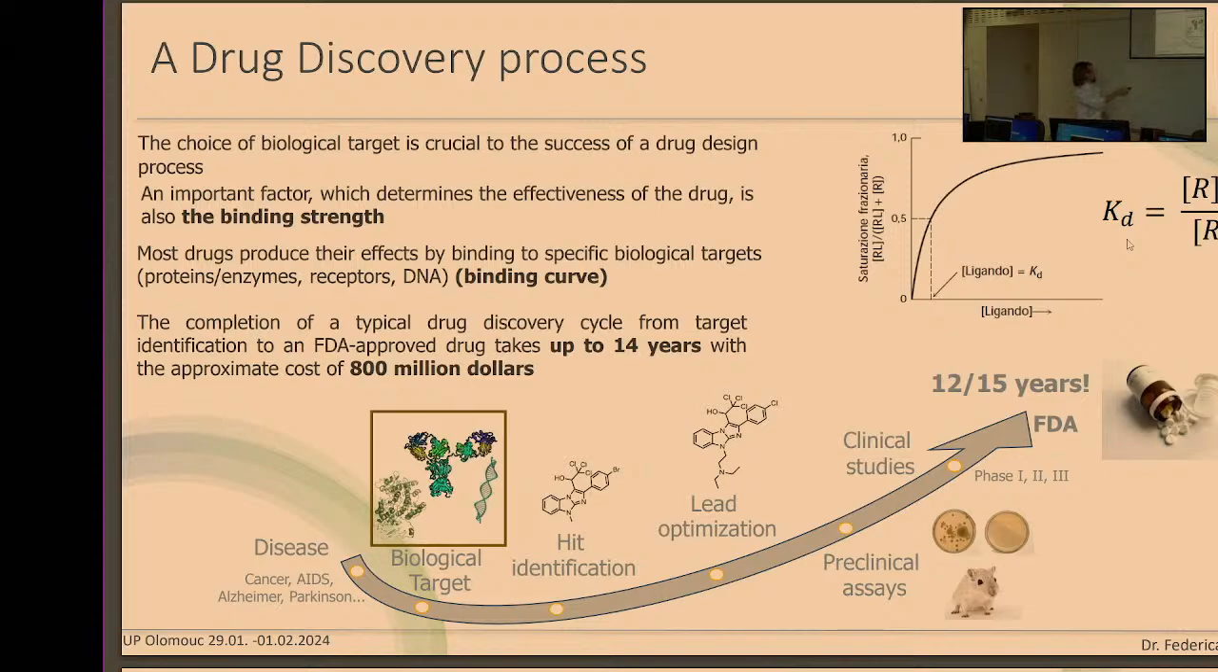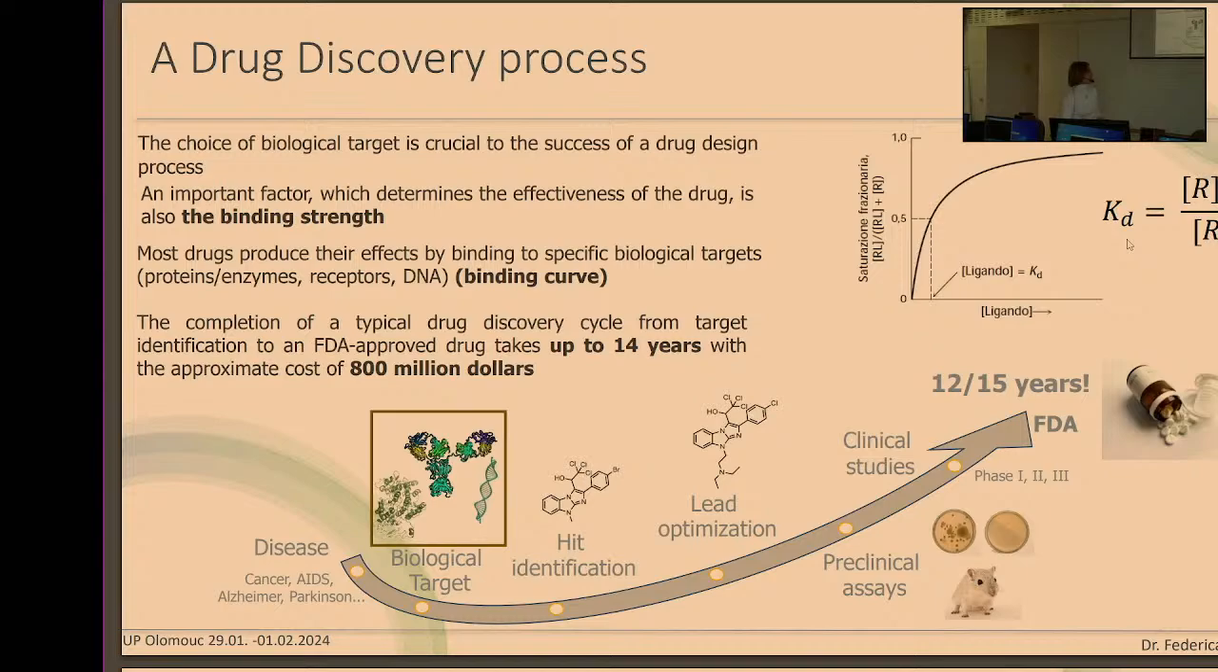So once we have defined the KD, we can predict the binding strength of the ligand, because the lower the KD, the higher the binding strength of the ligand. Once we have decided the biological target, we can start with the hit identification step.